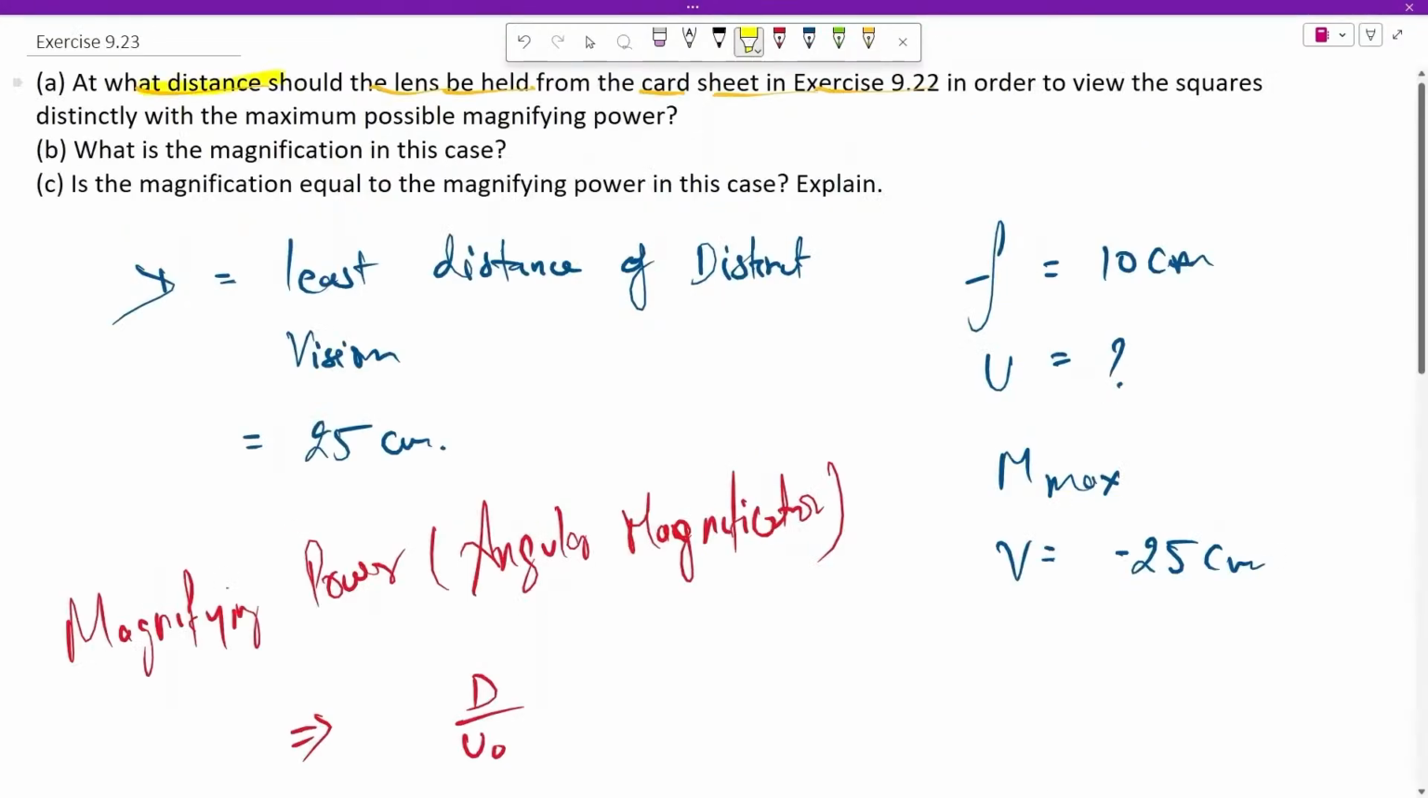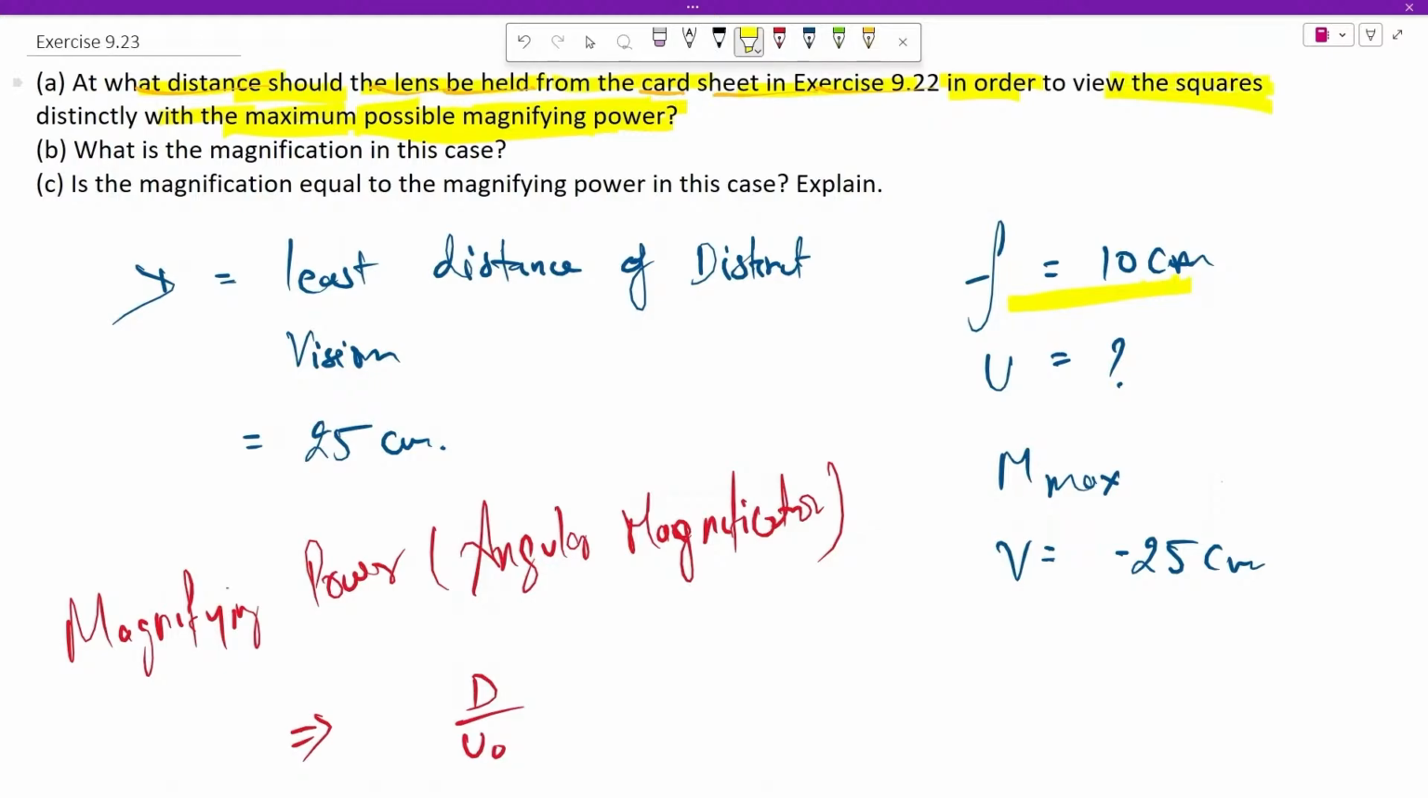The question says: at what distance would the lens be held from the card sheet in exercise 9.22 in order to view the squares distinctly with the maximum possible magnifying power? Here it is asking what is the distance of the object from the previous question so that we can view the image properly with the maximum magnifying power. This question is taking the data from the previous question, and the focal length of the convex lens was 10 centimeter. Now we have to find the magnifying power or the angular magnification for the image to be formed such that the eyes could see distinctly.